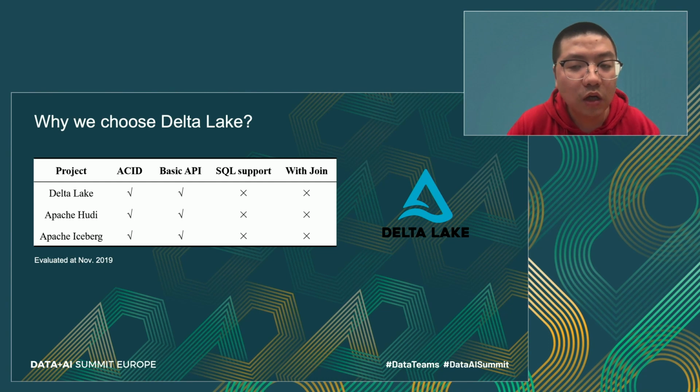We also compared some similar projects, for example, Hudi and Iceberg. We found that basically their functions are similar. For example, at that time they didn't support SQL, and they could not handle very complex joins, but they provided ACID and the basic API.